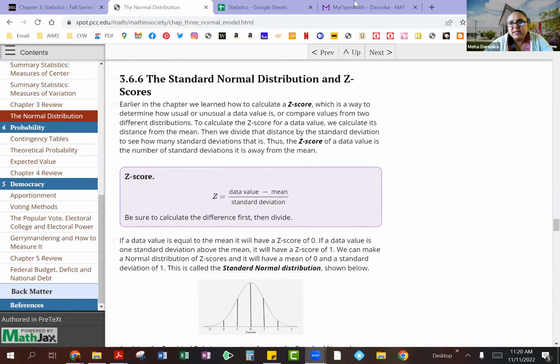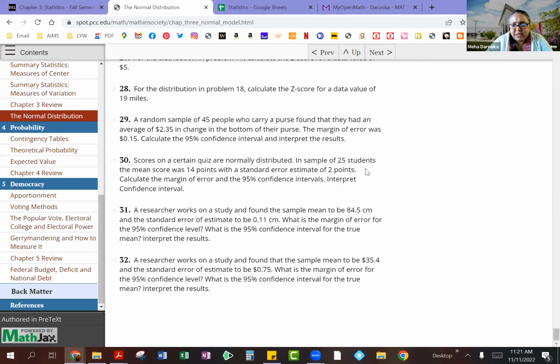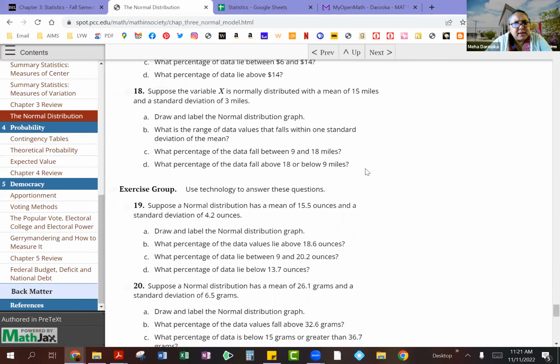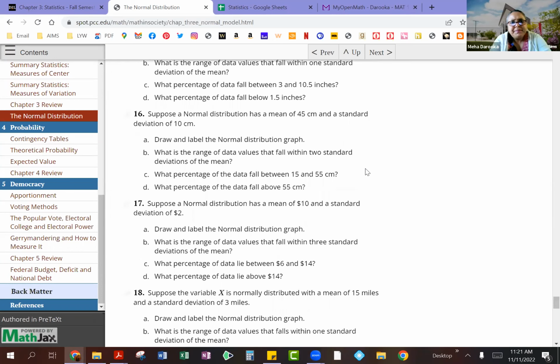Let's look at some examples, because we talked about the standard normal distribution and z-scores last time, but we only looked at the examples from the textbook. We didn't really get to do any exercise problems. So let's take a look at some of these. I picked a couple of examples here.